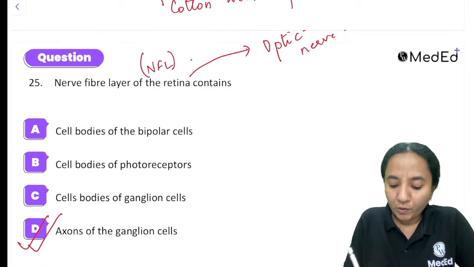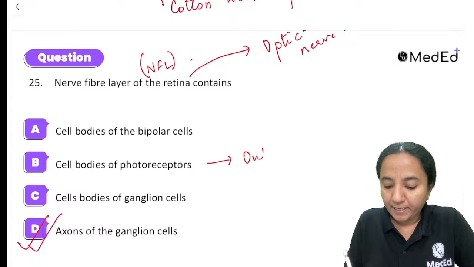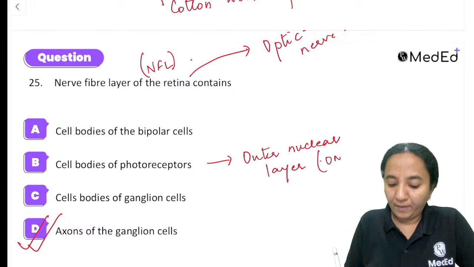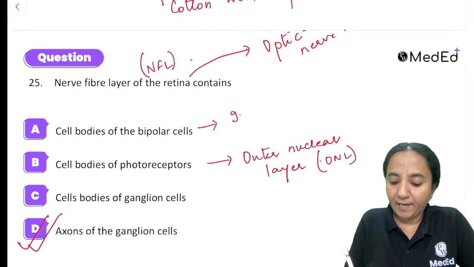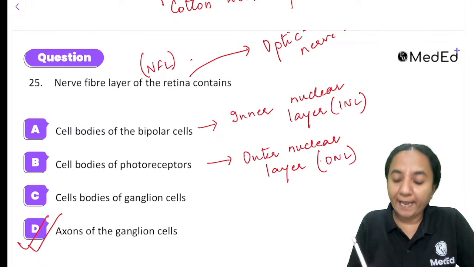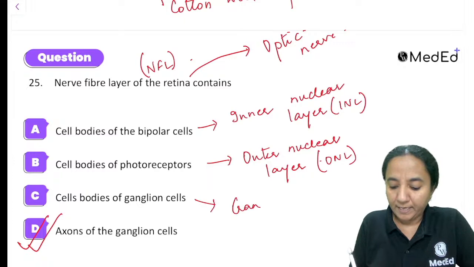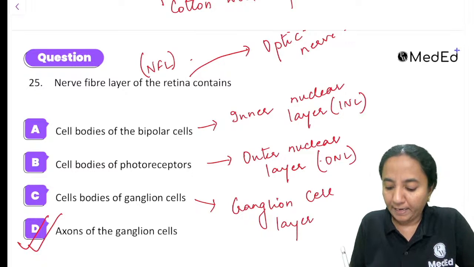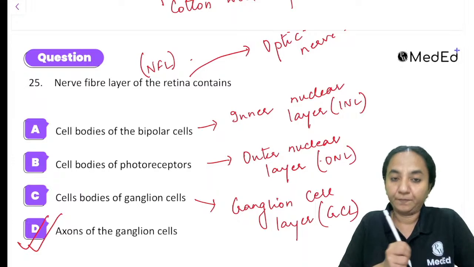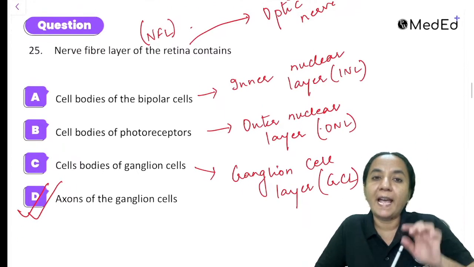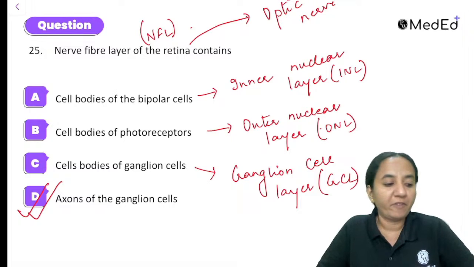Now see the cell bodies of the photoreceptors. These are located in the outer nuclear layer, ONL. The cell bodies of the bipolar cells are located in the inner nuclear layer. And the cell bodies of the ganglion cells are located in the ganglion cell layer. So inner nuclear layer, outer nuclear layer, and ganglion cell layer. Okay, please remember, the axons of the ganglion cells are located in the nerve fiber layer of the retina.